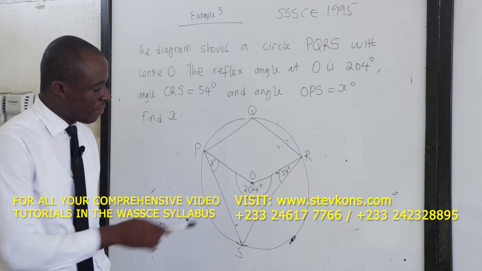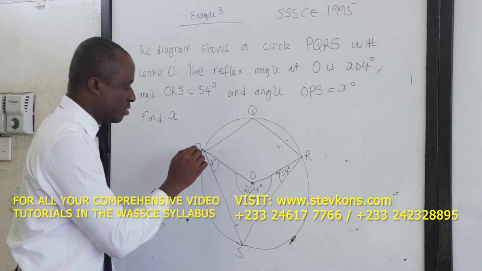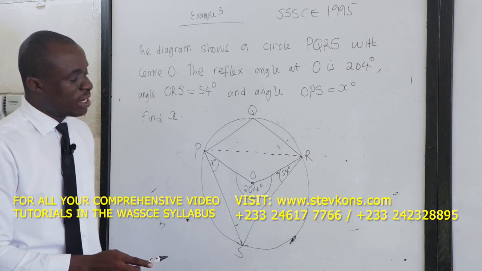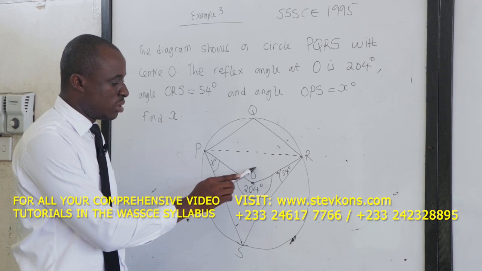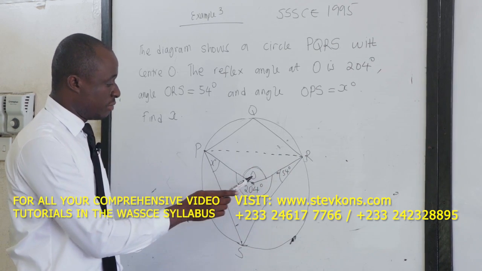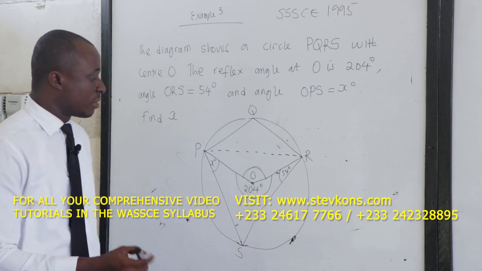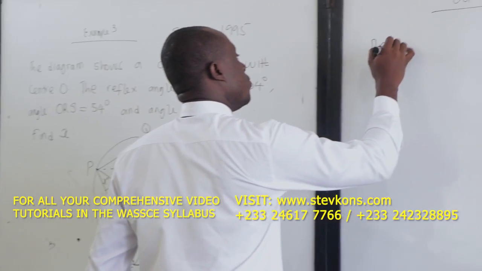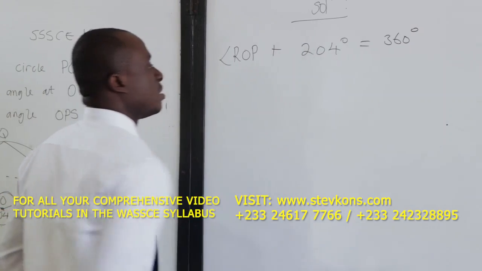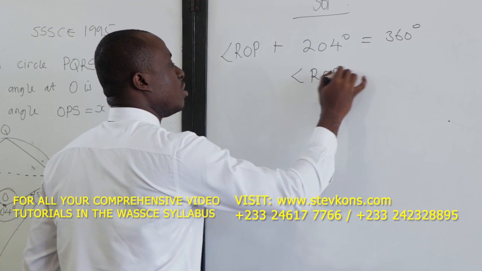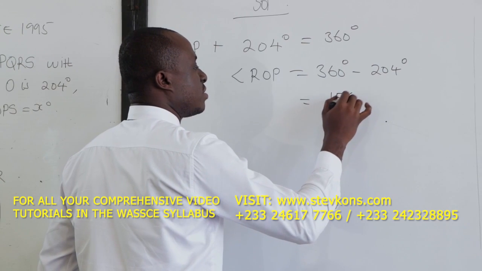How can you find angle RPS? Now, clearly RP is a chord because it is not passing through the center. And we know that the angle a chord subtends at the center is twice the angle that it subtends at the circumference. Now, we'll be able to know angle ROP. Why? ROP plus 204 degrees is equal to 360 degrees. And clearly ROP equal to 360 degrees minus 204 degrees. And this is 156 degrees.